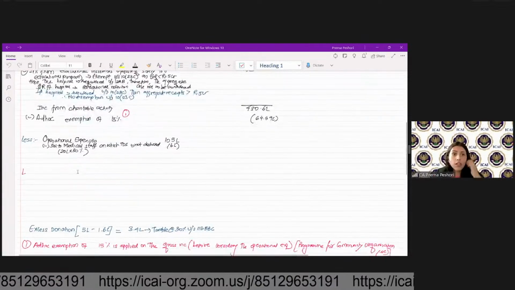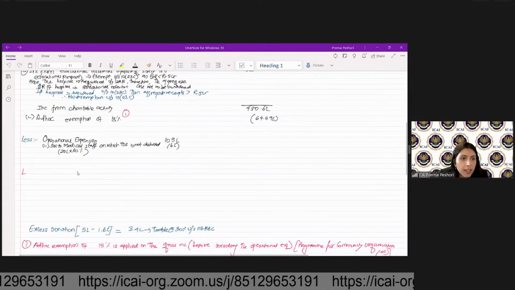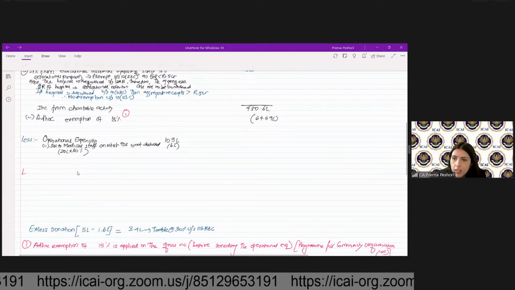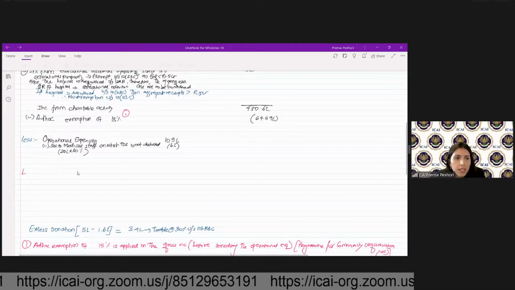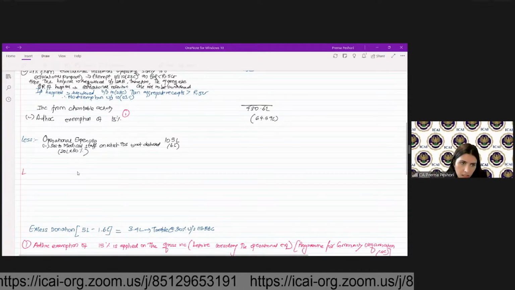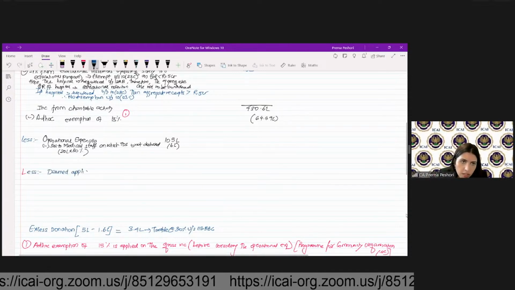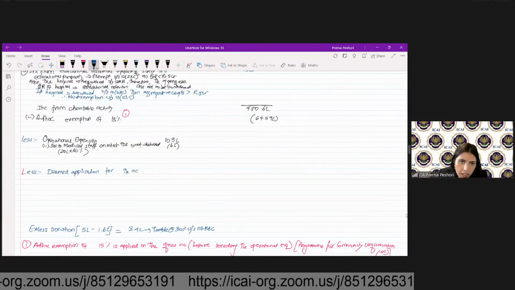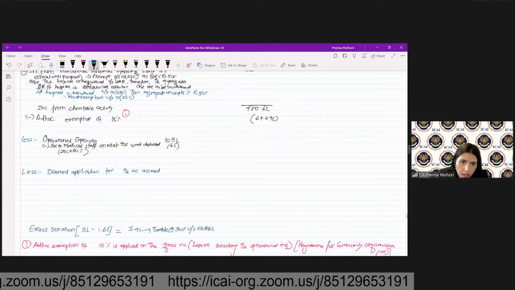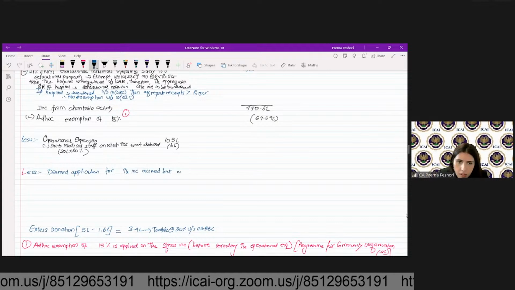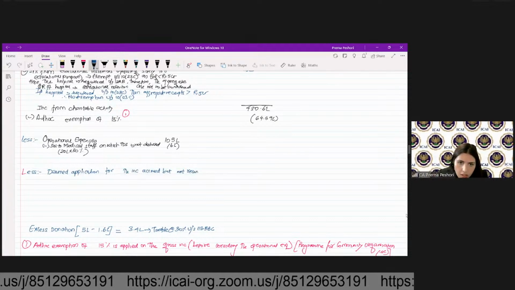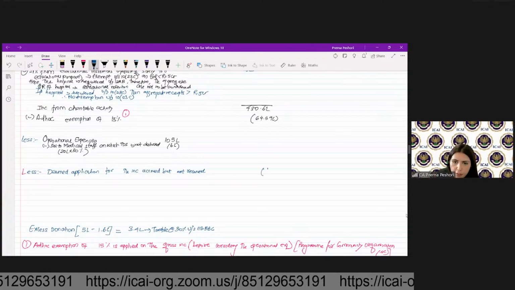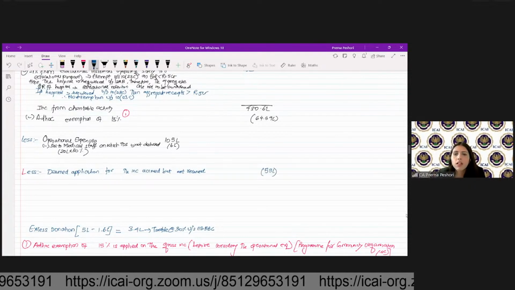Yes. So here it would be less my deemed application for the income accrued but not received. Right? So this will be 55 lakh. Are we clear?